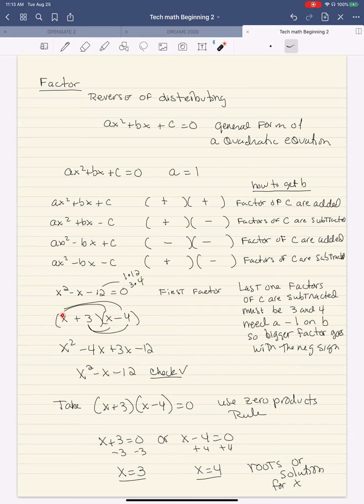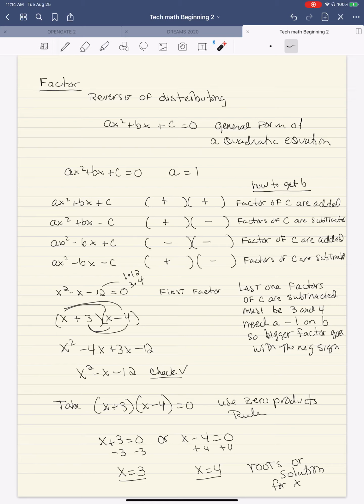And then I can just check it. X times x is x squared. X times the negative 4 is negative 4x. 3 times x is 3x. 3 times a negative 4 is negative 12. Combine the middle terms, and you get x squared minus x minus 12. That works out. But since this is equal to 0, I'm now going to use the zero products rule.